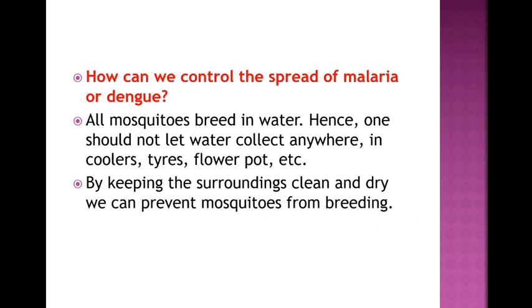How can we control the spread of malaria or dengue? All mosquitoes breed in water. Hence, one should not let water collect anywhere, in coolers, tyres, flower pots, etc. We should always keep our surroundings dry and clean. We should not allow water in flower pots, tyres, coolers or any other vessels, so we can prevent mosquitoes from breeding.